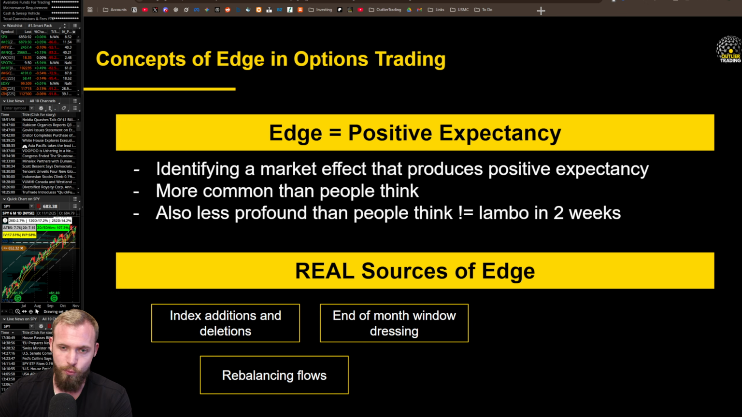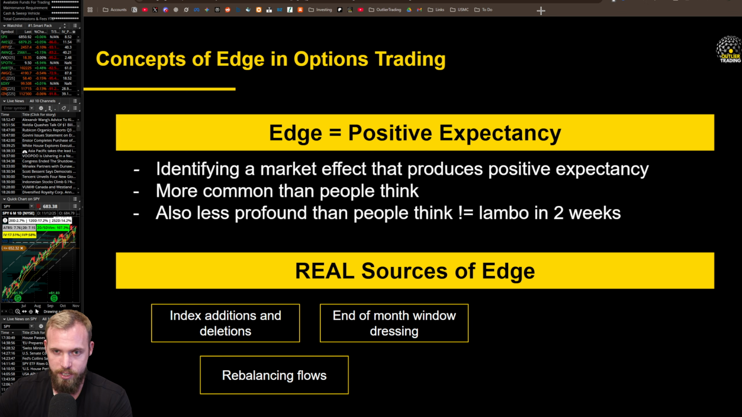Next, end of month window dressing. This is something that's really, really common where different kinds of funds, towards the end of the month, sell off their risky stuff and then buy into more common or more mainstream stuff, so that when they send their statements out, they can say, yeah, we're holding the same stuff everybody else is.